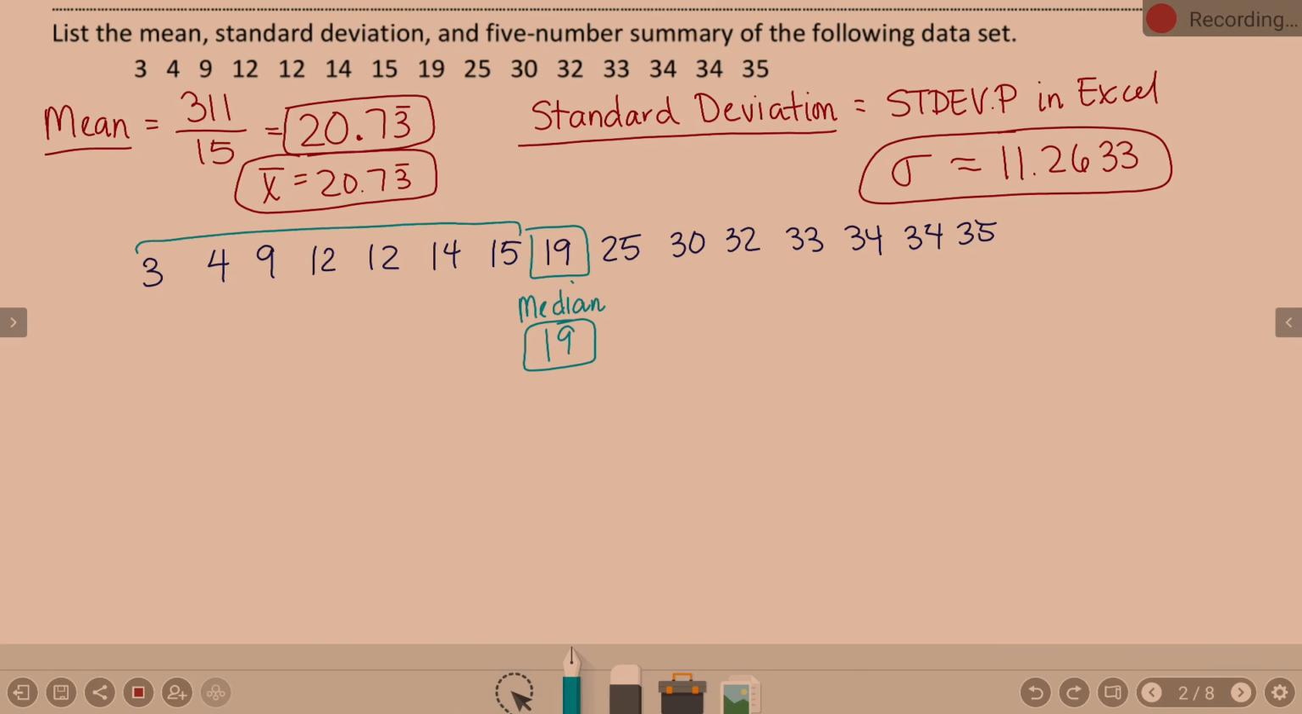Last time, our median was not actually a number on the list, so we had to use all of our numbers. Here, the median is a number on the list. So count in. There's 7 numbers. The middle number is 12. So this is my first quartile.